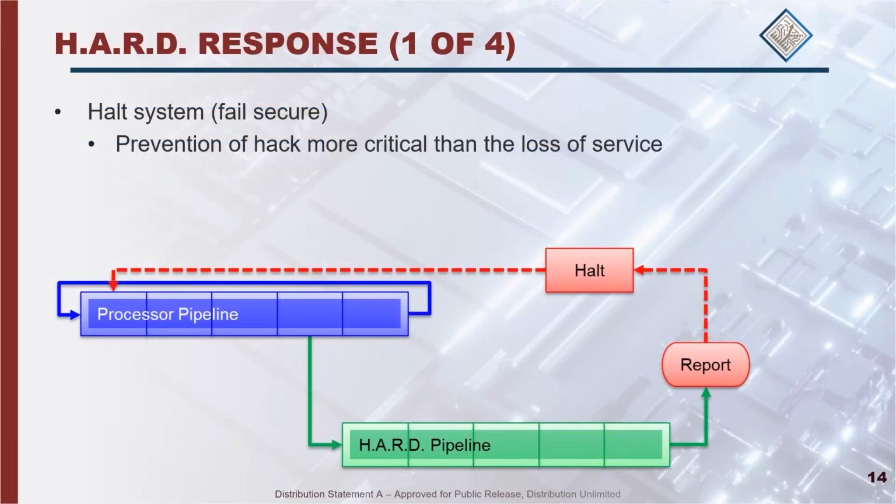So now the next question that comes up is, how do we respond to this detection from this out-of-band pipeline? An easy one here shown on this slide is we can simply halt the entire system. So when this out-of-band pipeline detects that something is going wrong, we can just stop the clock, stop the processor from doing anything. This would be appropriate for types of applications where the loss of the information is much more critical than the loss of the service.